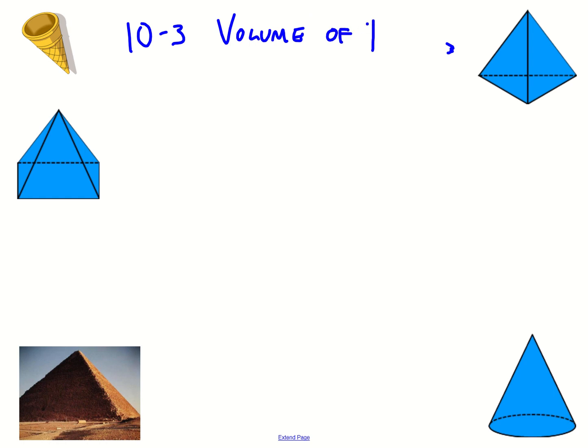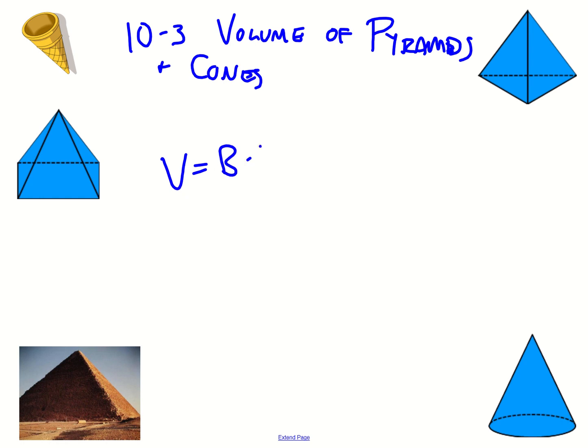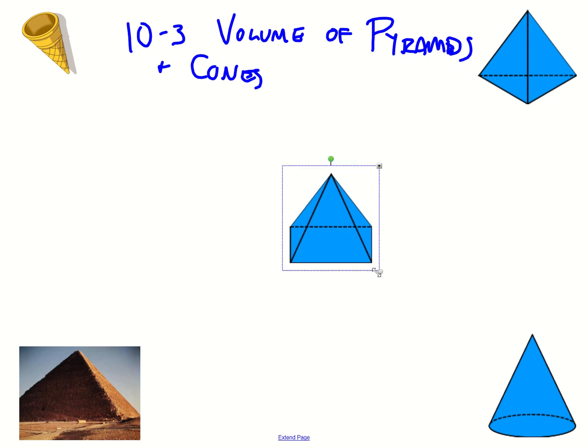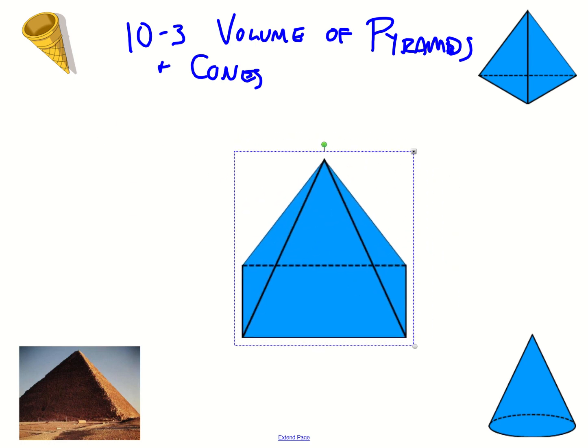Volume of pyramids and cones. All right, so when we talk about the volume of prisms, for prisms it was volume equals base times height. But if you look on these pyramids and these cones, we can't just do that because our shapes angle in, right? Our shapes don't just have a shape on top and a shape on bottom.